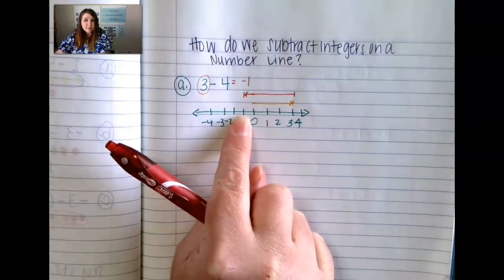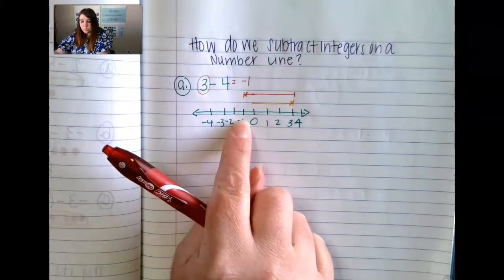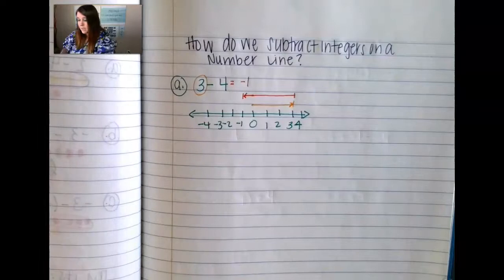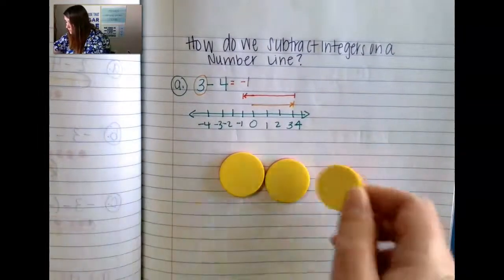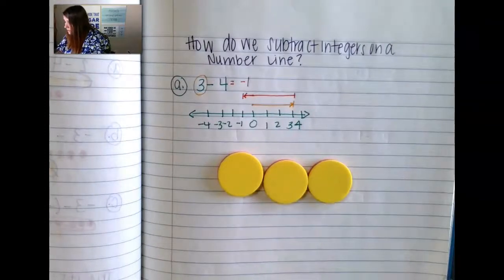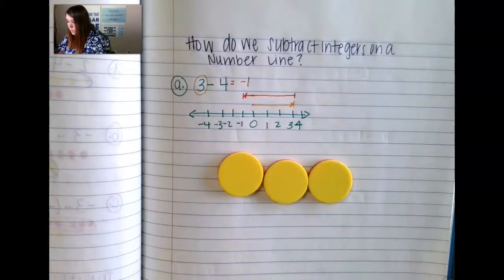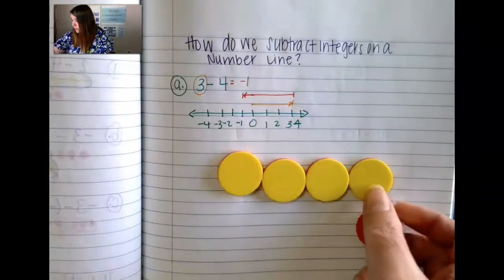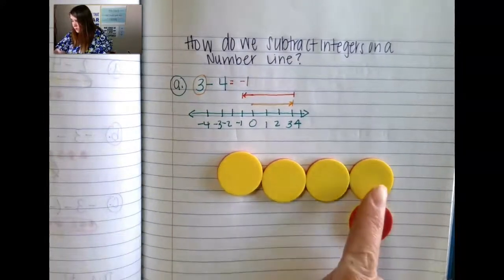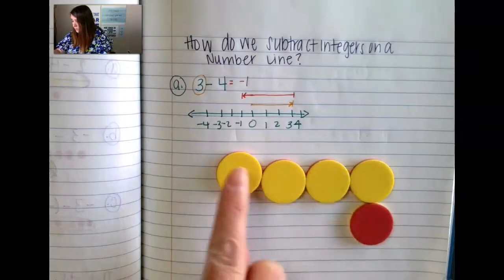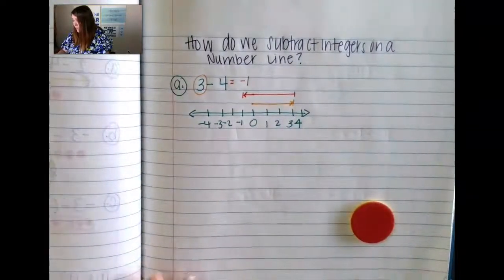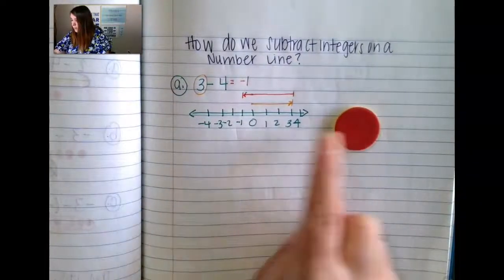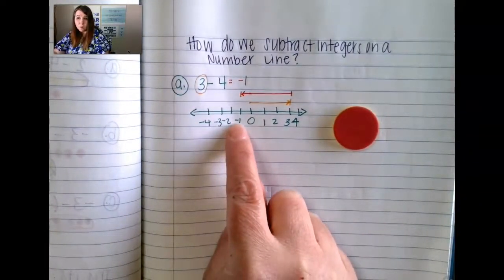So that means I had to take away something that wasn't even there to begin with. I'm smaller than 0. So if we were to do this with our chips, we start with 3 chips, and we need to take away a positive 4 chips. Well, I can't take away positive 4 chips because I don't have positive 4 chips. So I have to create that possibility of taking away 4 chips by adding a 0 pair. Once I've added this 0 pair, I now have 1, 2, 3, 4 positive chips I can take away, and that leaves me with a negative 1. Same thing here, negative 1.